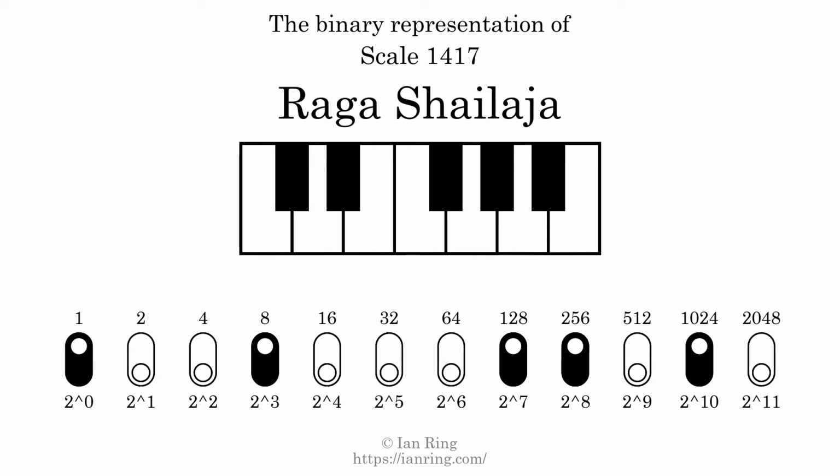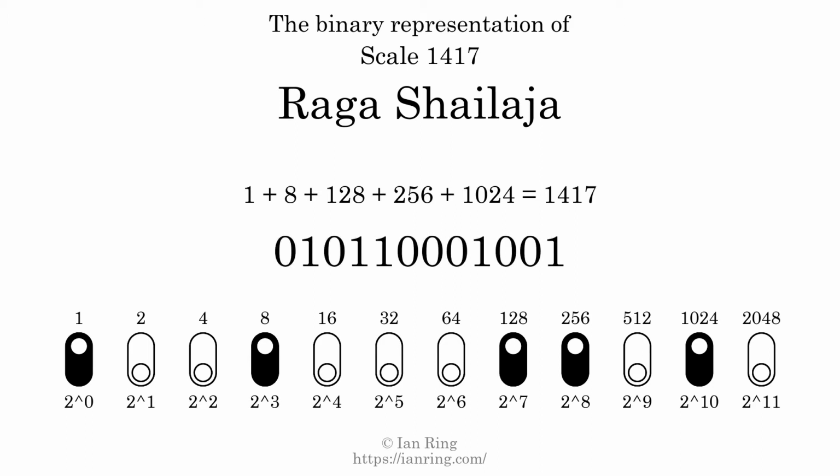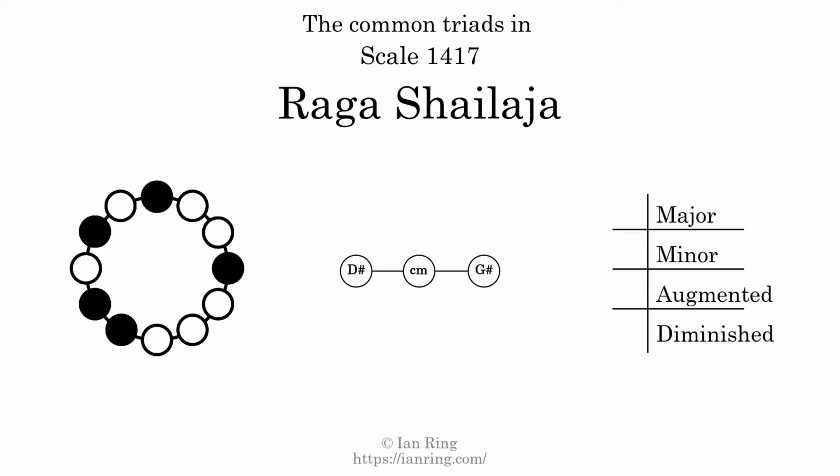To get the scale number, we add the powers of 2 together. The powers of 2 that are present in the scale, all added together, equals 1417. That is why the scale number, in decimal, is 1417. The scale number not only enumerates the scale with a unique index, but it also literally describes the tonal content of the scale. Represented as a binary number in base 2, the scale number is 0101100001001. Here are the common triads present in this scale.